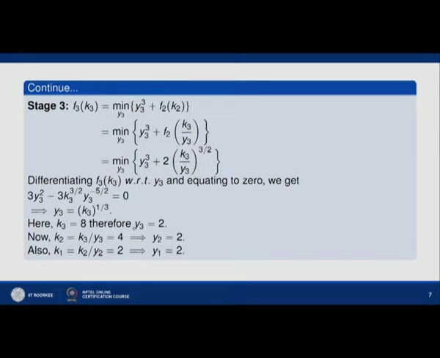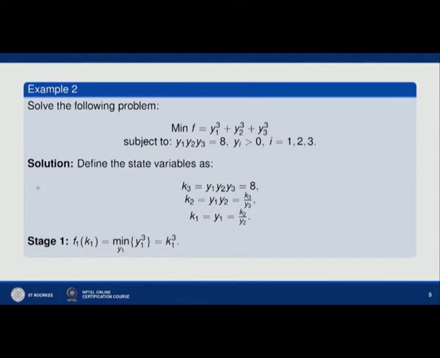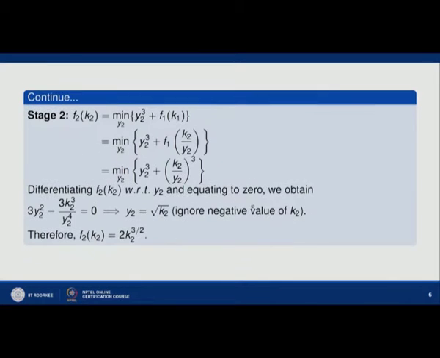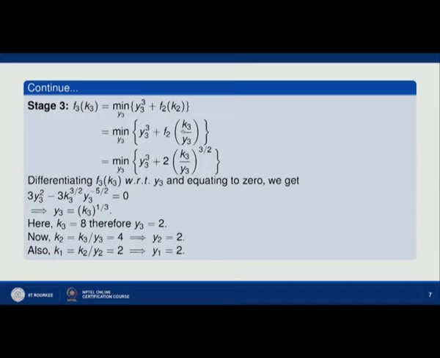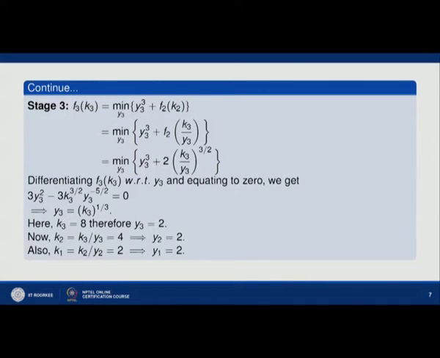Now, in the next stage again we take the minimum of y3 cube plus whatever we obtained in the previous stage, that is f2 of k2. If you see here, k2 is equal to k3 upon y3. So, you simply replace k2 by k3 upon y3, and as f2 of k2 is 2 times k2 whole raised to power 3 by 2, you simply replace it by 2 into k3 upon y3 whole raised to power 3 by 2.